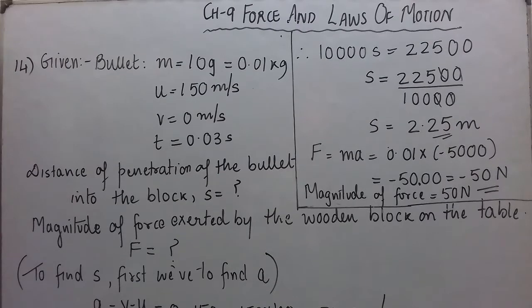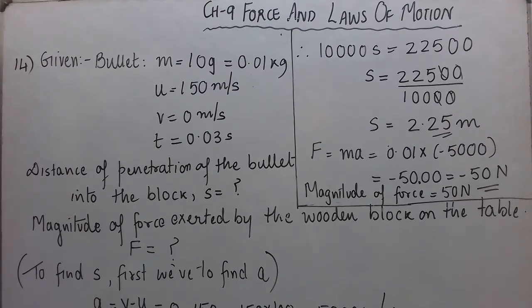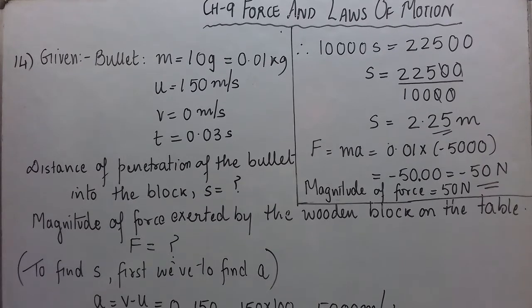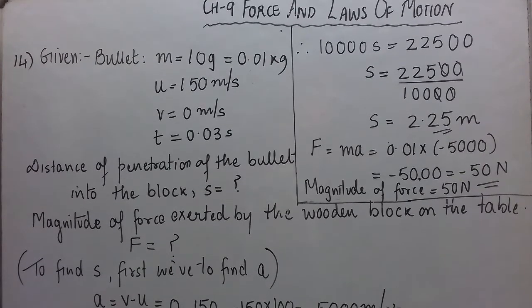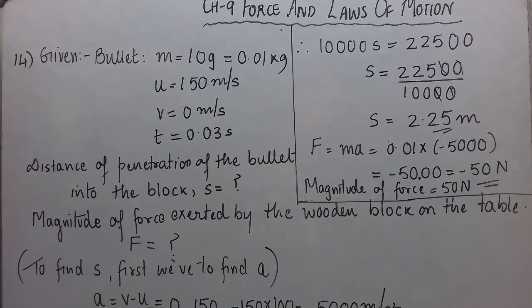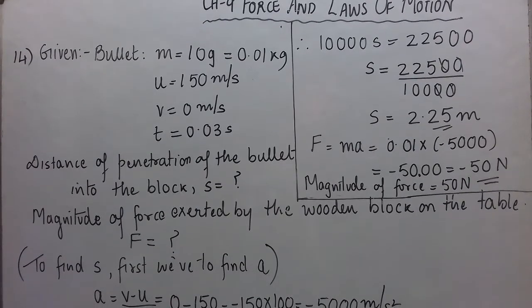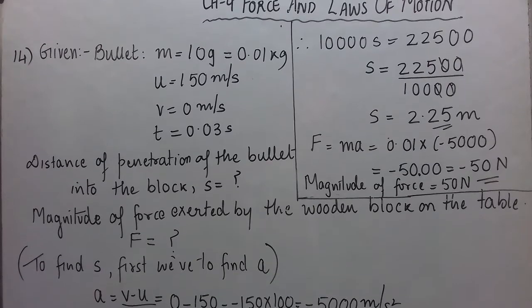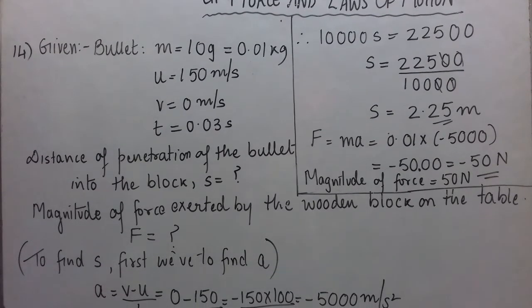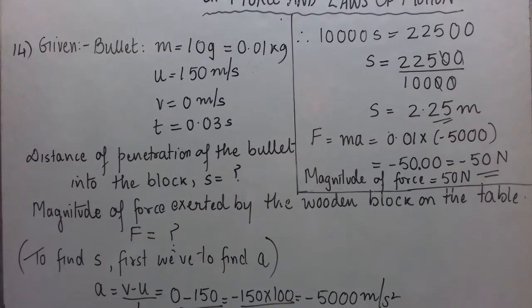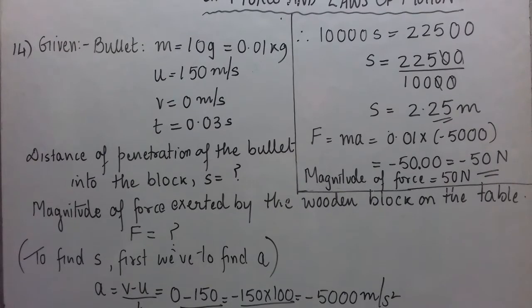Now 14th question. A bullet of mass 10 gram travelling horizontally with a velocity of 150 meter per second strikes a stationary wooden block and comes to rest in 0.03 second. Calculate the distance of penetration of the bullet into the block. Also calculate the magnitude of the force exerted by the wooden block on the bullet.